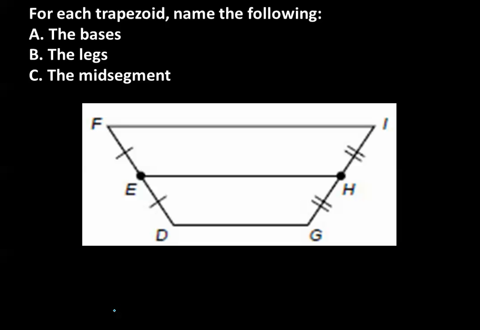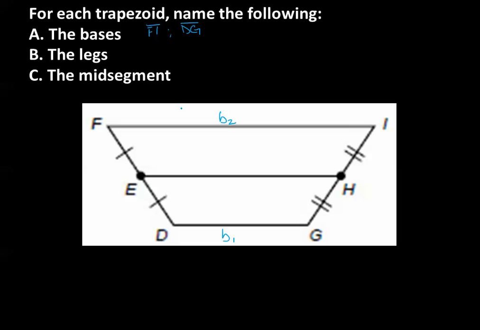Okay, it says for each trapezoid, name the following. First, I'm going to name the bases, and I'm going to go ahead and use the abbreviated version. Now, when I name my bases, I like to just always call the smaller one B1, and I'm pretty consistent with that. I will always name the smaller one B1. And then it says, oh, so I better name the bases. This is going to be FI, and the base 1 is going to be DG.